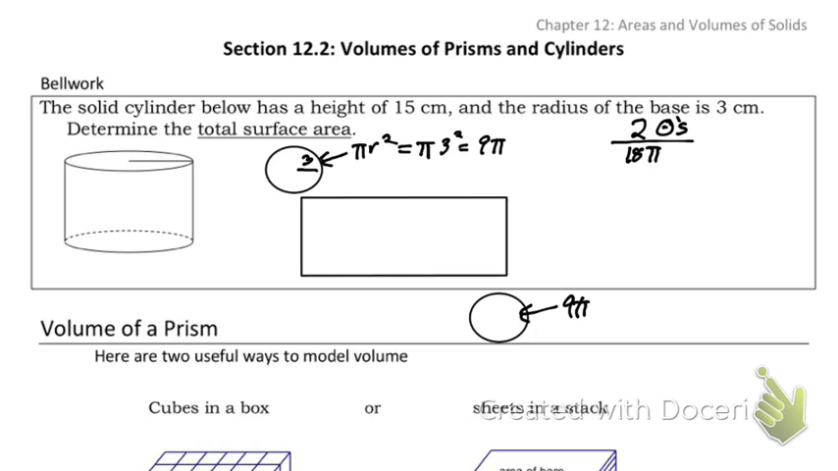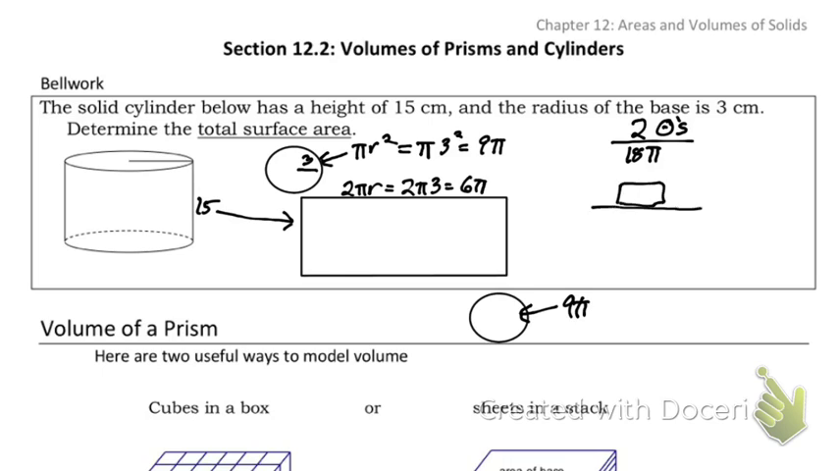Well, it says that this object has a height of 15. So if I label this as 15, that would mean this also has a height of 15. Now I just need to figure out that width. How do I find the width of that rectangle? I find the circumference of that circle. And the circumference formula is 2 pi r, right? Yep. So in this case, it would be 2 pi times our radius, which is 3, which would equal 6 pi.